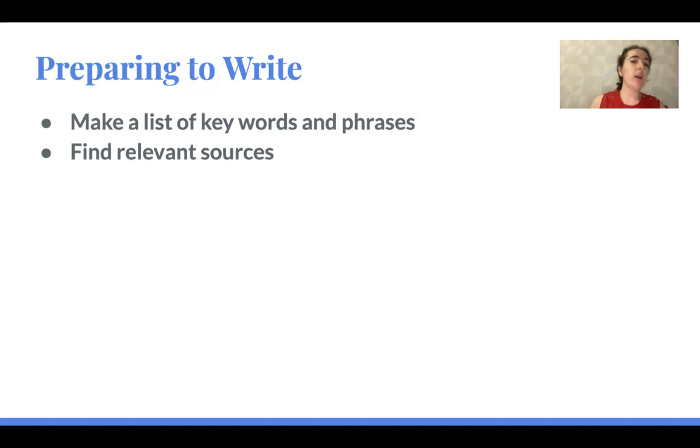You're going to find relevant sources, right? So, of course, you're going to be doing good scholarly research using not just a Google search, but tools like JSTOR, like Google Scholar. Again, if you don't know what these are, please check out my earlier presentation on finding and evaluating sources.